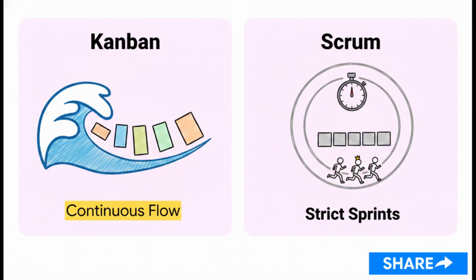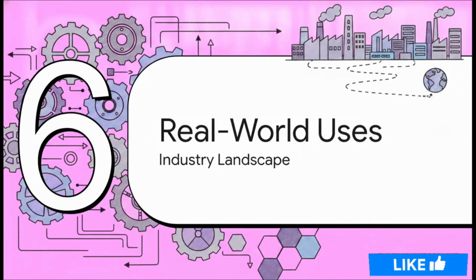Scrum, on the other hand, is a ticking clock. It operates on rigid, fixed sprints, requiring strict commitments and mandatory roles, like the Scrum Master and the product owner. Finally, Section 6, Real-World Applications. Let's connect this back to the broader industry landscape.